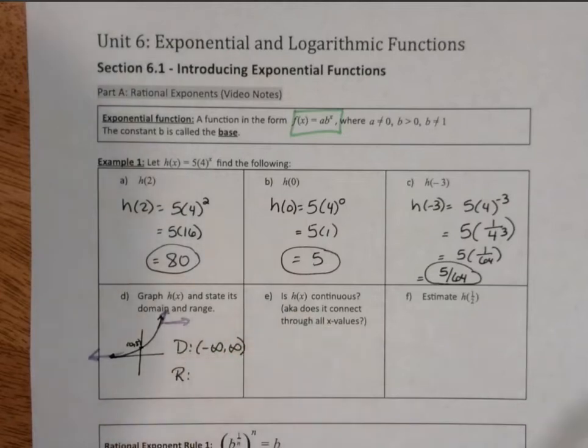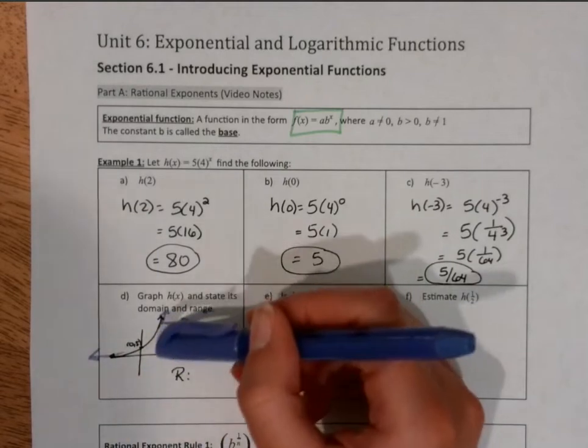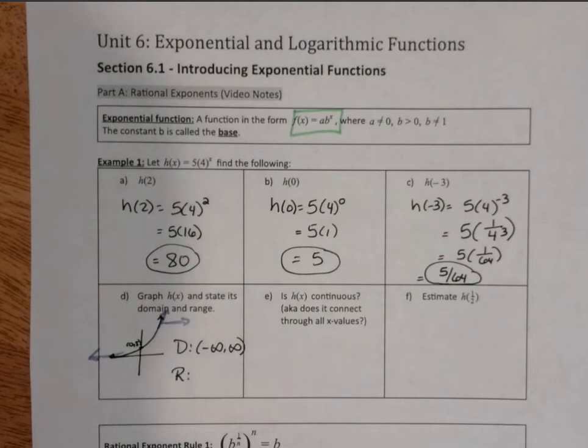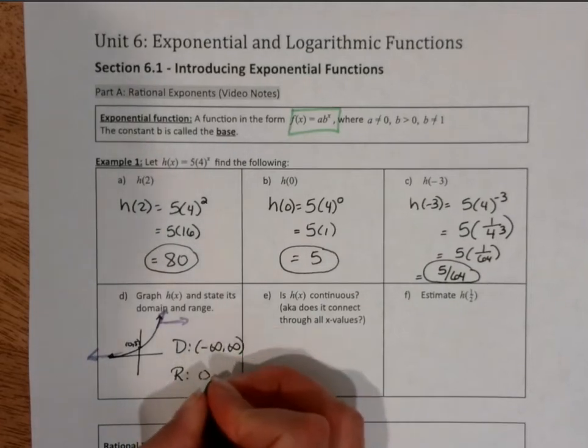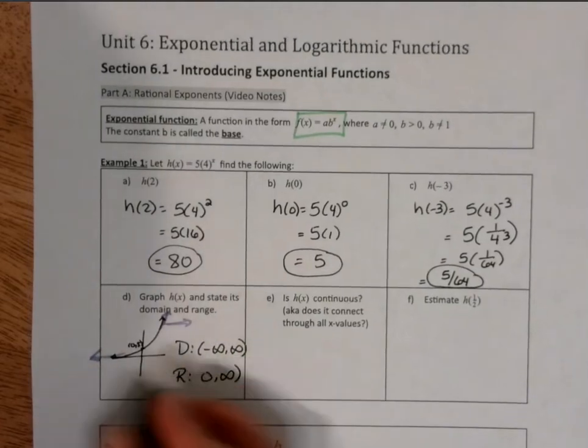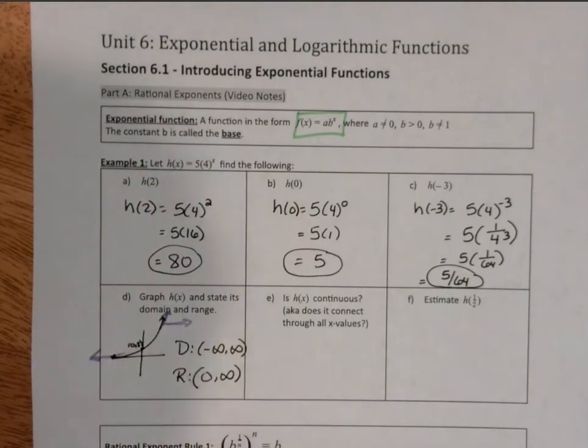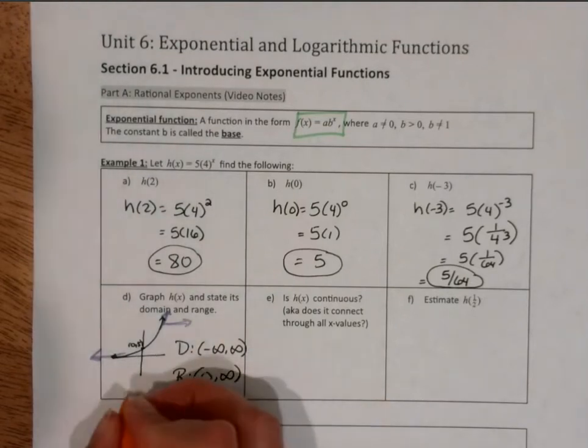And the range. The range has a lowermost value for y. It does not go below the x-axis. It goes all the way up, but the lowest most value is going to be 0. So it's going to be 0, infinity. And it doesn't actually hit 0, it gets very close to it, so we're going to use the parenthesis there and make a quick note that it does not include.